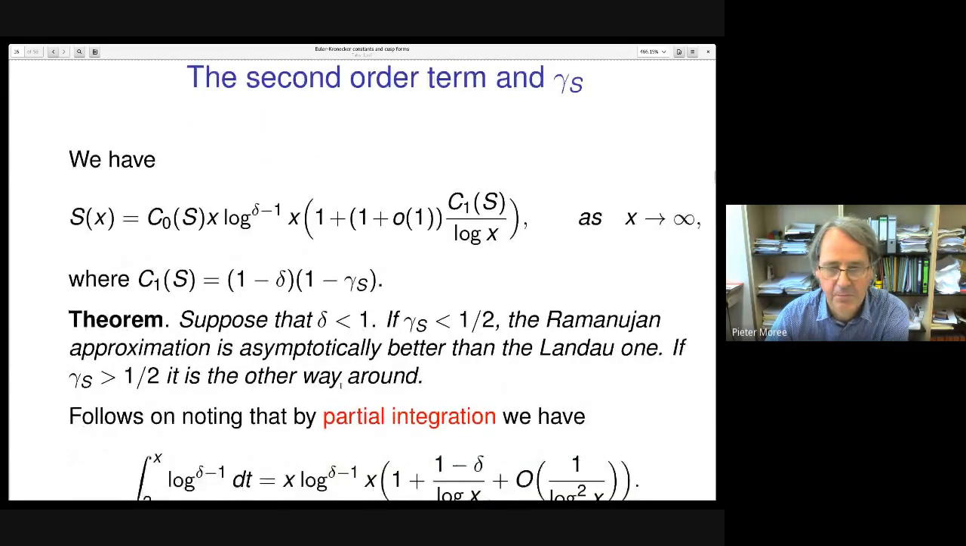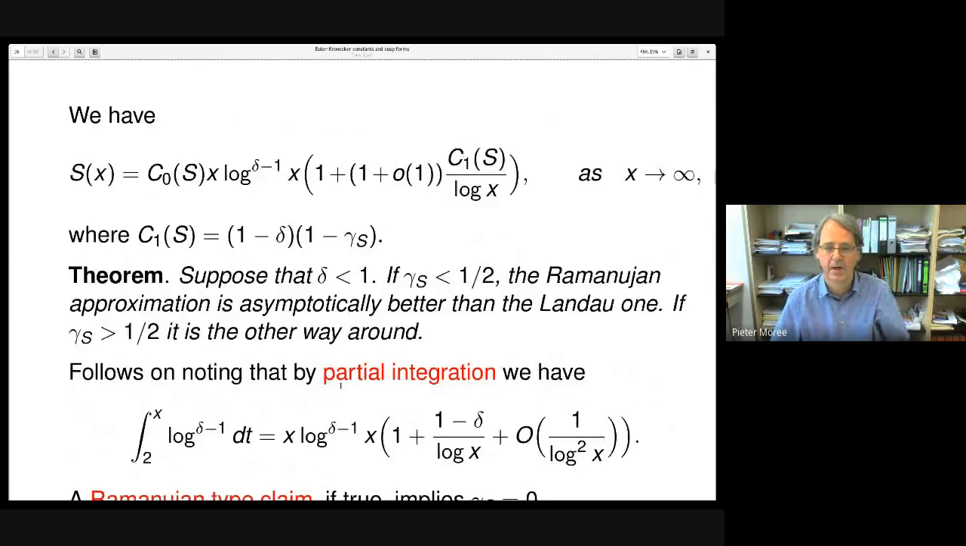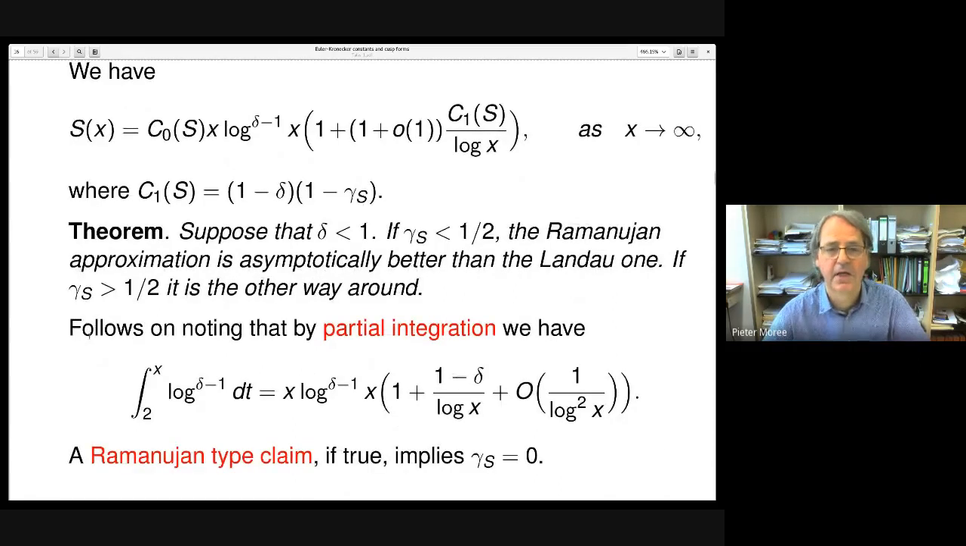And the criterion is then eventually that the Ramanujan approximation is better if the Euler-Kronecker constant is smaller than a half, and Landau wins if the Euler-Kronecker constant is larger than a half. Okay, so I can explain to you where this is coming from. This is very easy to see given this formula here.